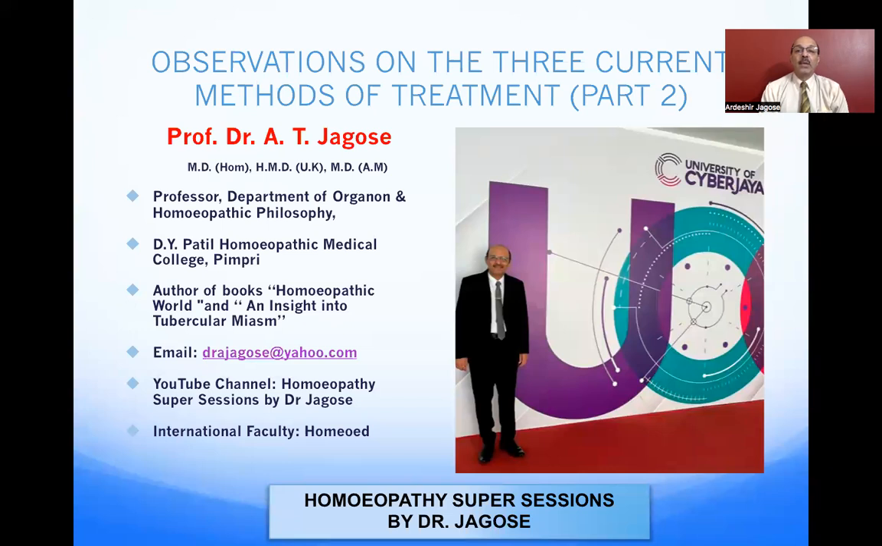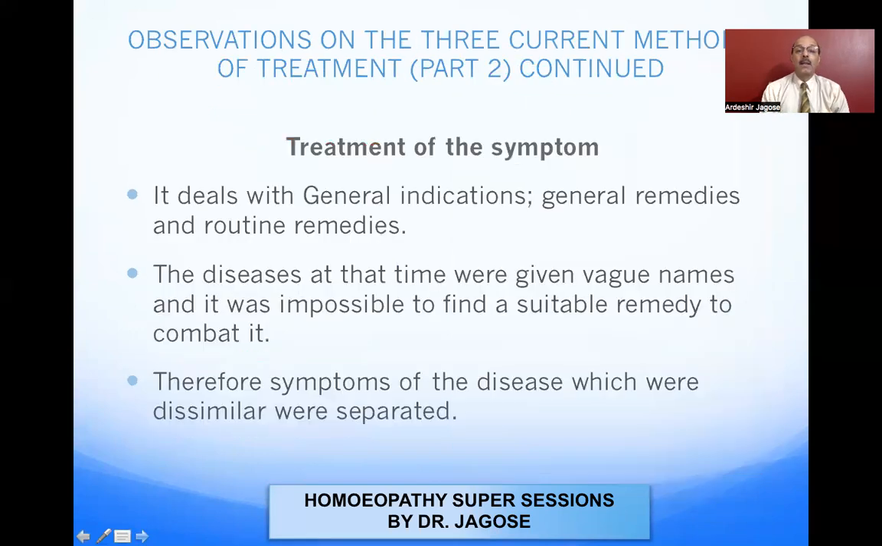Today, I'll be doing the second part of observations on the three current methods of treatment. Well, so we go to the second point, that is treatment of the symptoms. In the first part, we have seen the treatment of the name of the disease. So the second point is treatment of the symptoms. It deals with general indications, general remedies, and routine remedies. So in a nutshell, treatment of symptoms will deal with just general indications or general remedies or routine remedies which are used.